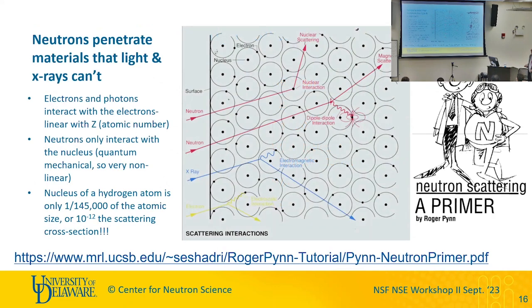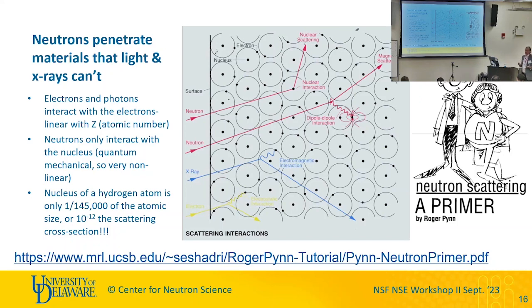I liked this when I was a student postdoc at Los Alamos. Roger Pynn was there, and he wrote this primer, which was posted on the website for some of the background materials. I wanted to point out that this difference of interaction really matters when you think about a material. X-rays, we all get X-rays. We break a bone, or, God forbid, might have cancer. We get an X-ray to detect the density difference and see what's going on. And that interacts with the electrons.